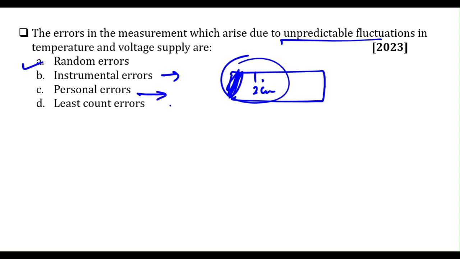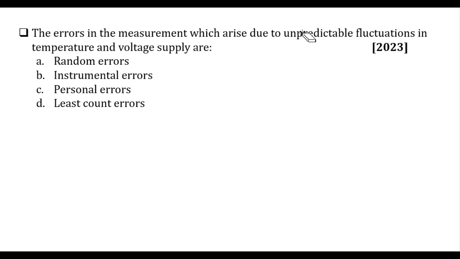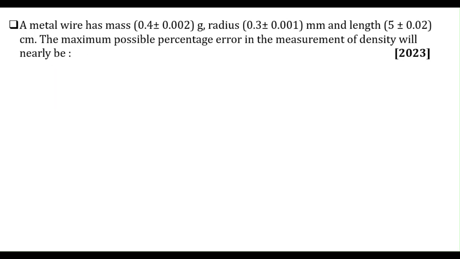Personal error is your personal bias, where you are going to do faulty experiments, like you are not using a proper way to do experiments. And least count errors we have already discussed. So for better understanding, I'm again emphasizing that you should go through the concept videos, so you will get the idea what these things are. Now moving to the next one.